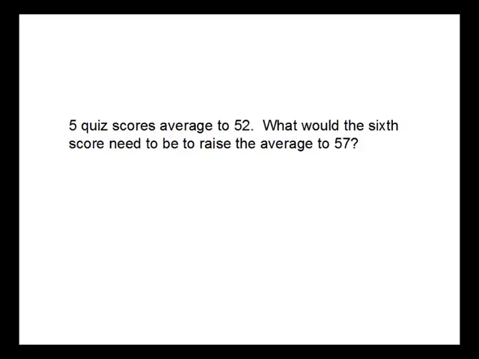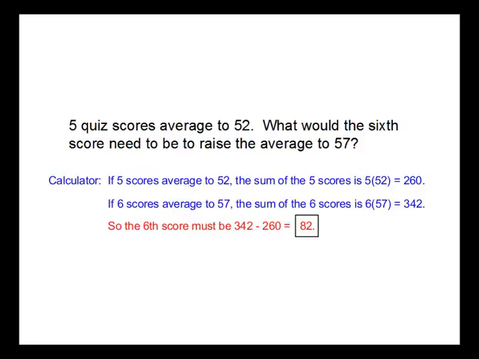All right, so this is a true to life example. You've probably calculated averages of your own quiz scores in the past. And the calculator comes in handy for this. So 5 scores average to 52. The sum of the 5 scores is the product there, 5 times 52. 260 has to be your sum.